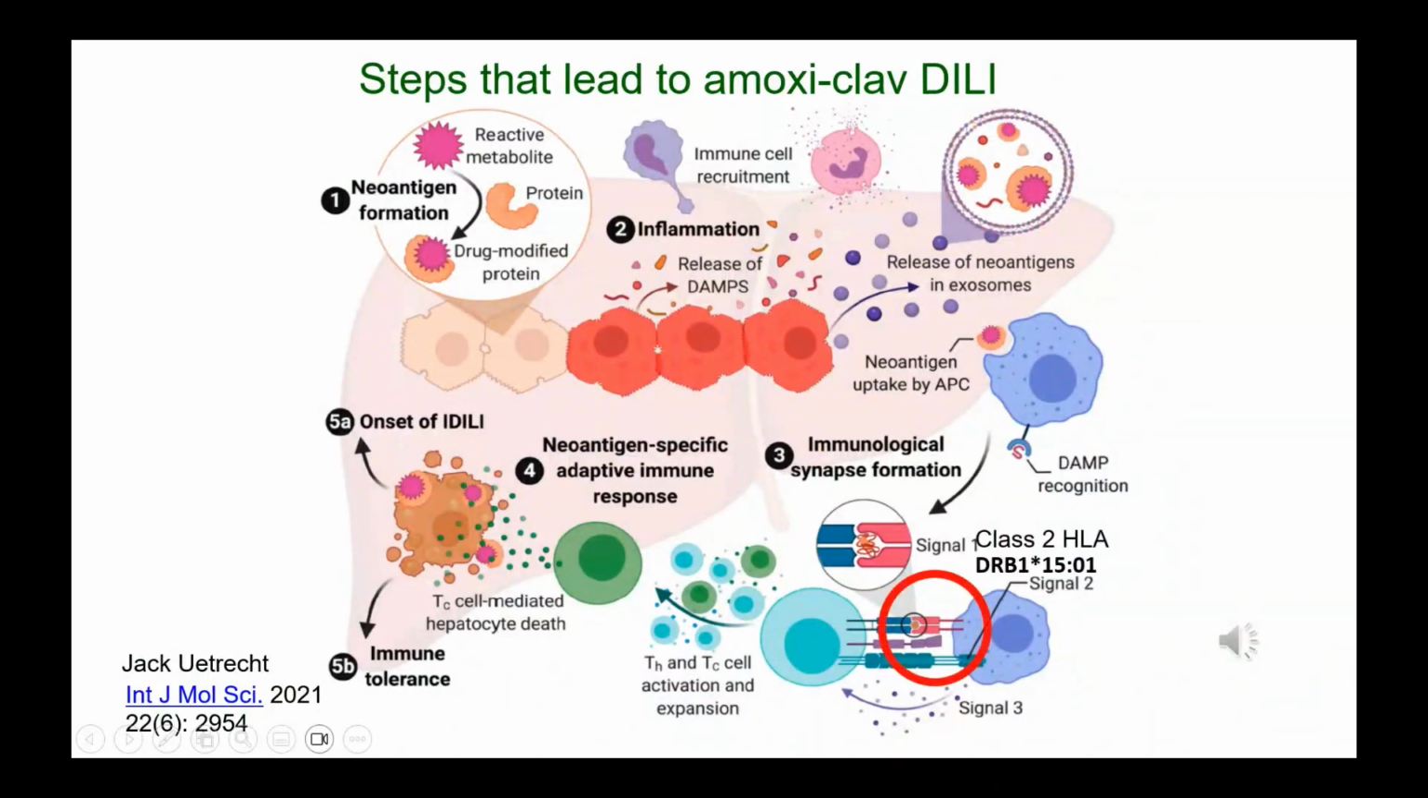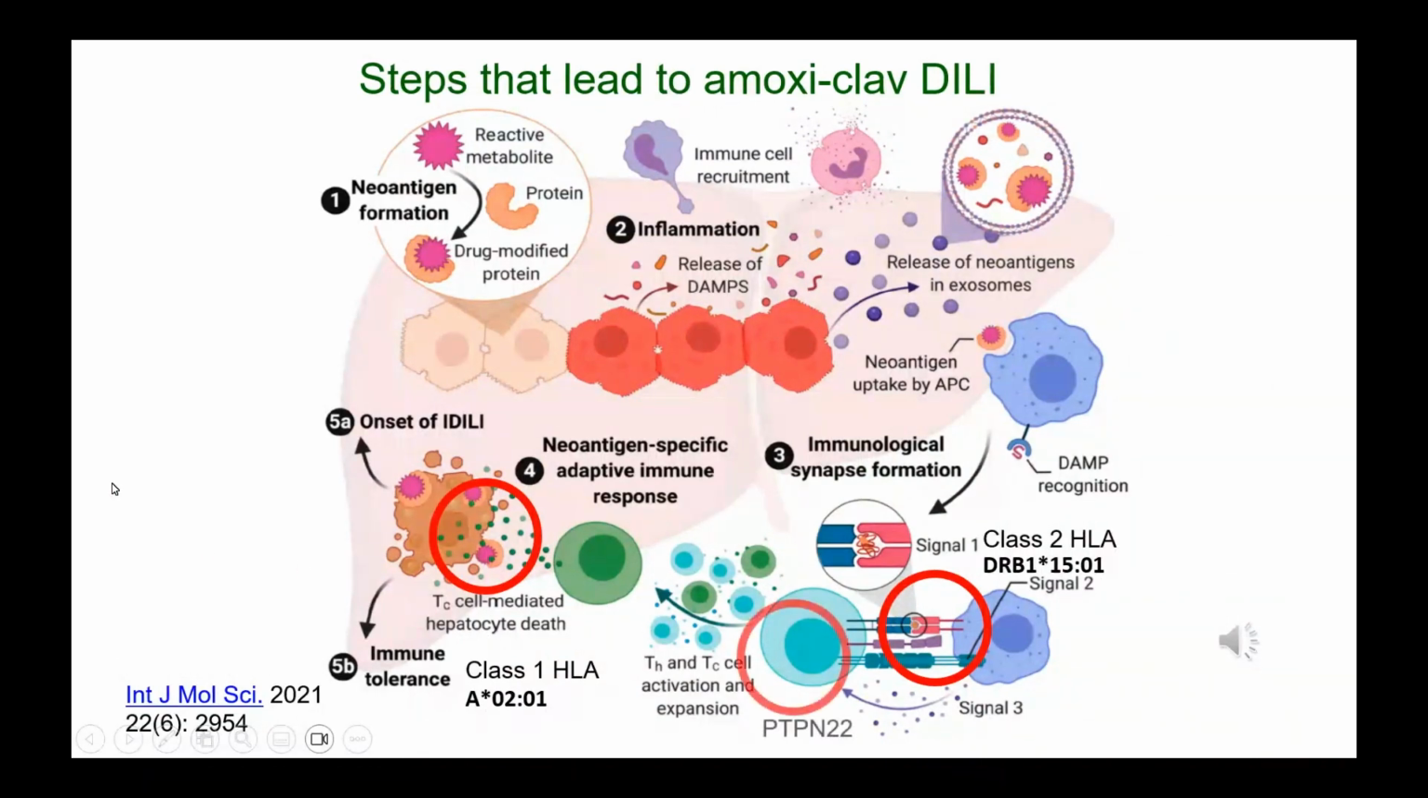We know from prior genetic studies that there's an HLA risk factor associated significantly with risk for AC DILI, and it's a class 2 molecule, DRB1*1501, which presumably is the major molecule on professional antigen presenting cells that present the antigen to activate T cells. In addition, there is a class 1 HLA molecule, A*0201, which is presumably involved in presenting the neoantigen on the surface of hepatocytes to react with the activated T cells and cause the injury. We also know that there's a separate genetic risk factor, a non-synonymous variant in a gene called PTPN22, which is involved in T cell activation and is strongly associated with risk for AC DILI.